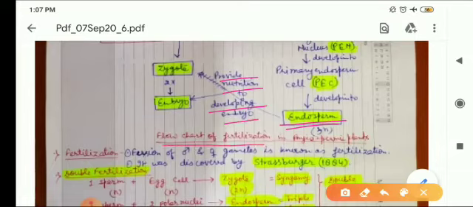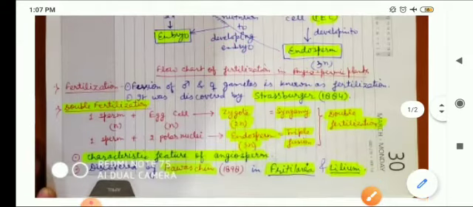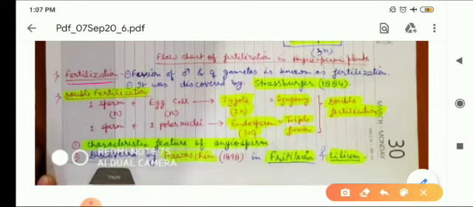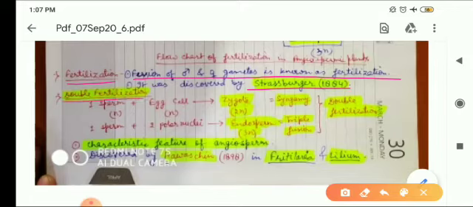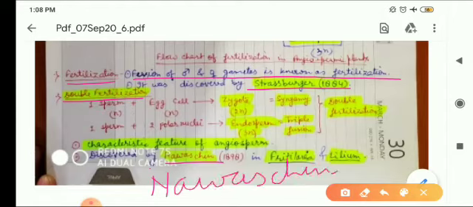This is the flow chart of fertilization in angiospermic plants. Now a few points. Fertilization means fusion of male and female gametes. It was discovered by Strasburger in 1884. But double fertilization was discovered by Nawaschin, N-A-W-A-S-C-H-I-N, in 1898 in Fritillaria and Lilium plants.